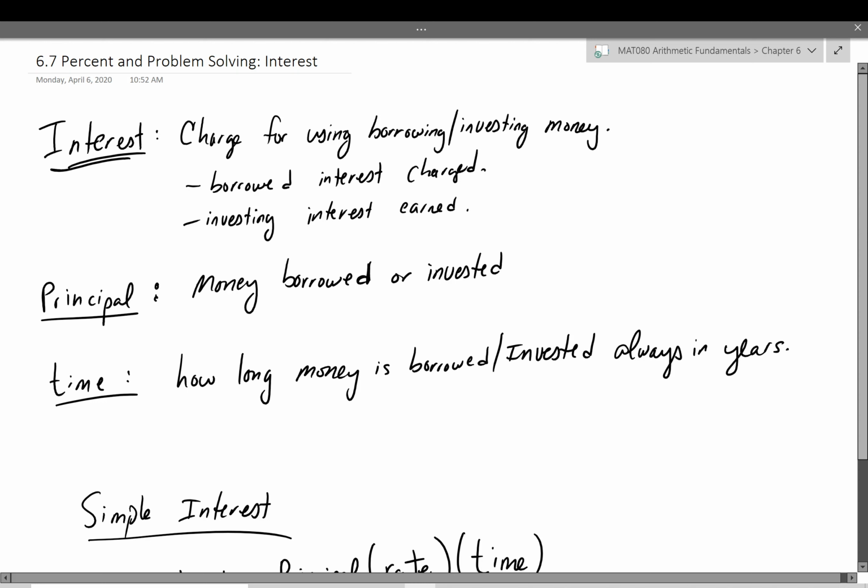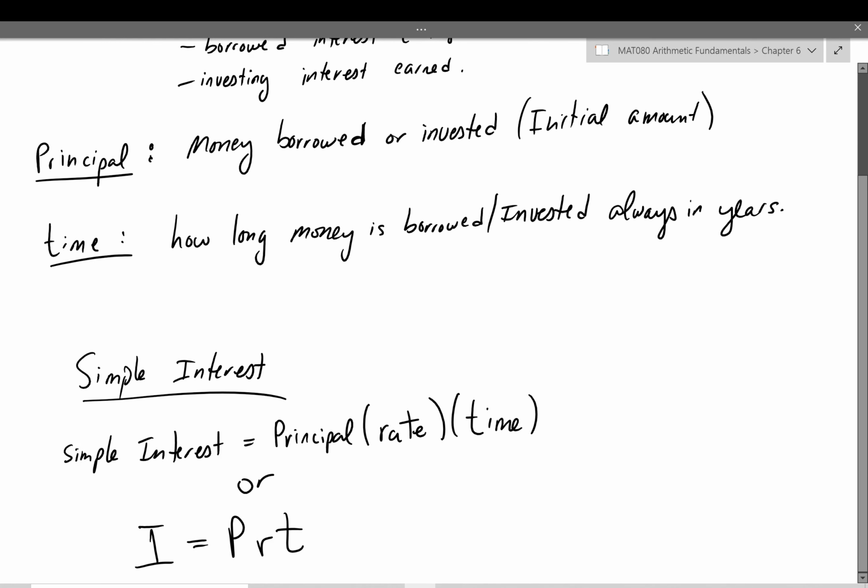So let's first define a couple of the definitions that we're going to be using here. So the first is going to be interest. Interest is a charge for using, borrowing, or investing money. If you borrow money, the interest is charged. And if you are investing money, the interest is earned. The principal is going to be the initial amount. It's the money borrowed or invested. Time is how long the money is borrowed or invested, and it's always going to be in years.